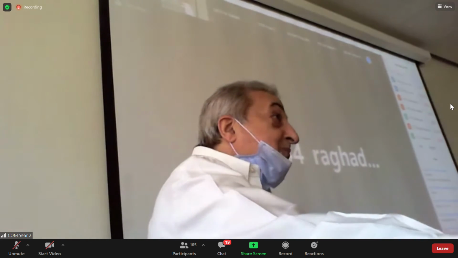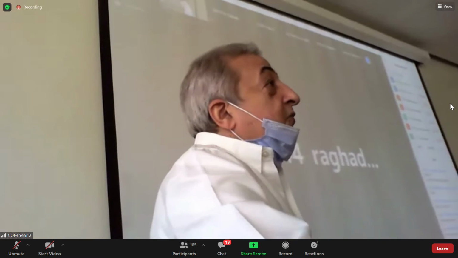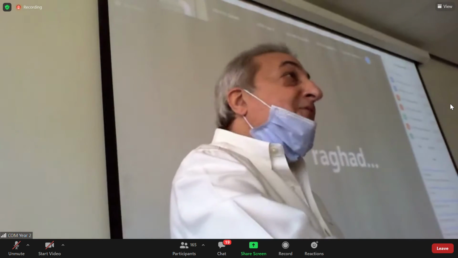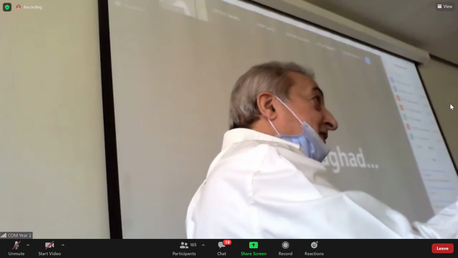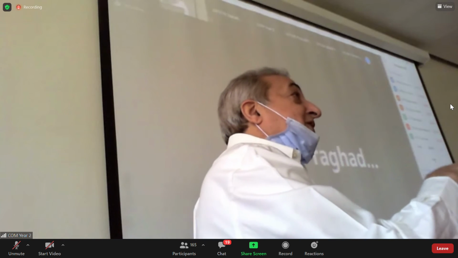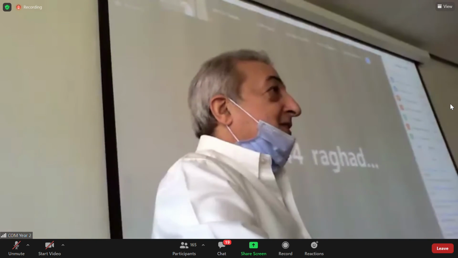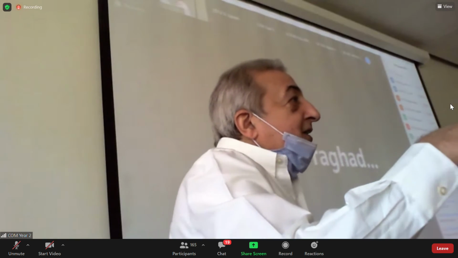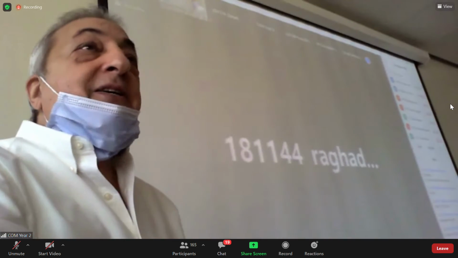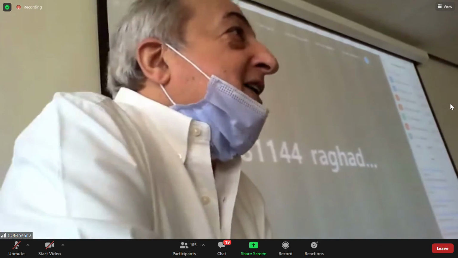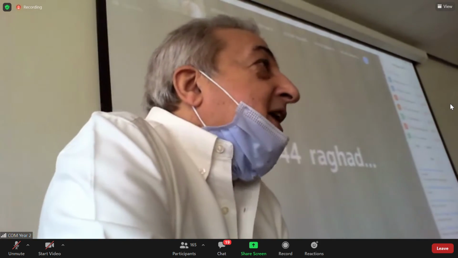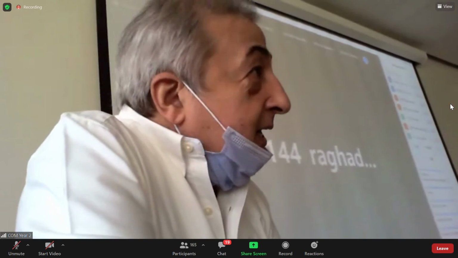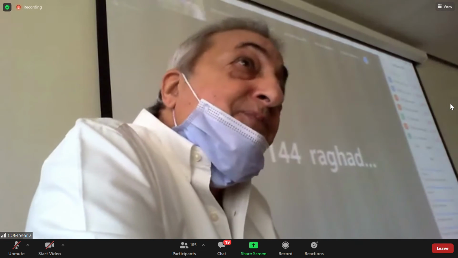Since it is capsulated, they are usually associated with what? With invasive disease. So encapsulated bacteria are usually associated with invasive disease, like meningitis, for example. That's why, because of the importance of meningitis, we have a vaccine. So we now have a vaccine against Haemophilus influenzae. We call it Hib, type B, because there are several types. One of the important types of Haemophilus influenzae is type B.